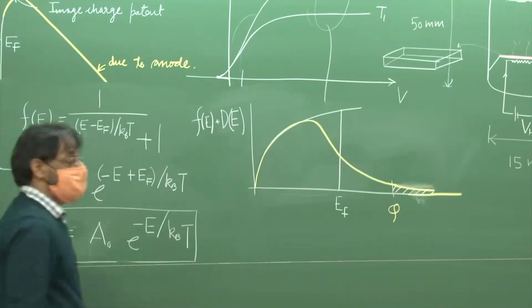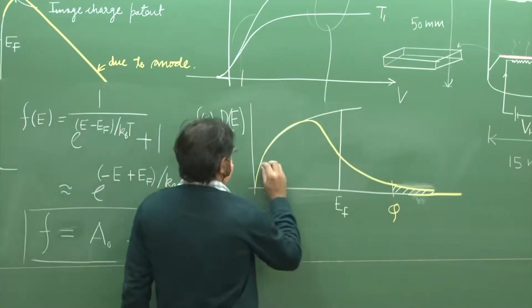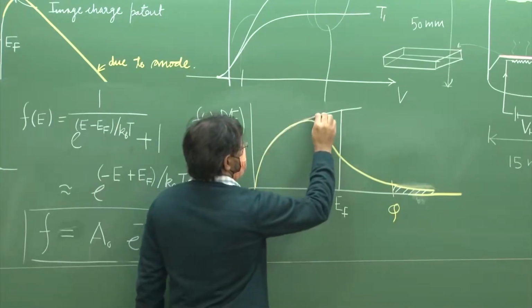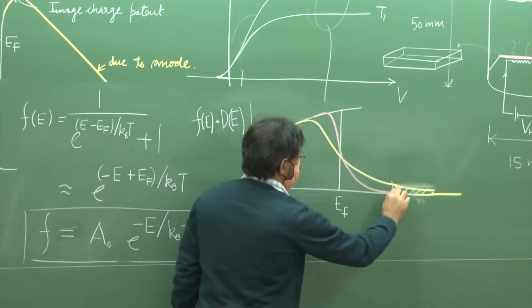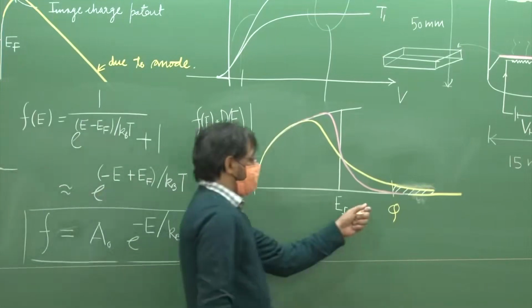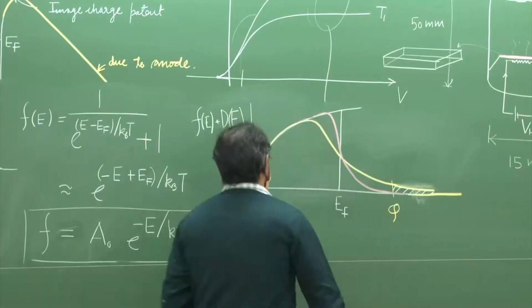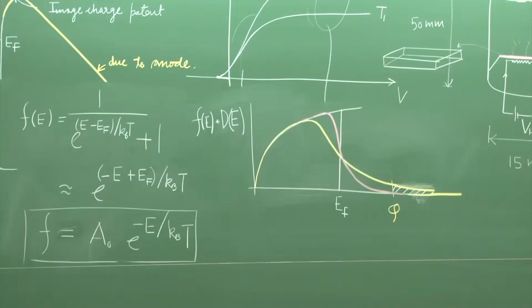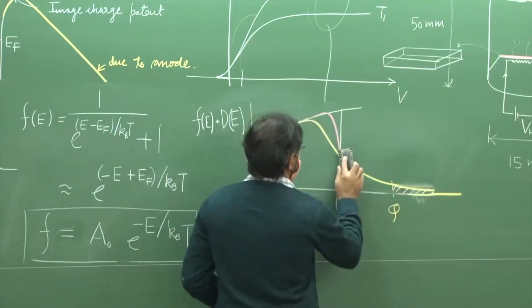If the temperature is not high enough, then you might be somewhere here. So, if you are at temperature T1, which is much smaller, might be somewhere here, and then the chances of electrons coming out are very, very small, because your tail is hardly extending up to phi. It makes sense. Okay. So, if you want to find out, let me erase the pink plot.